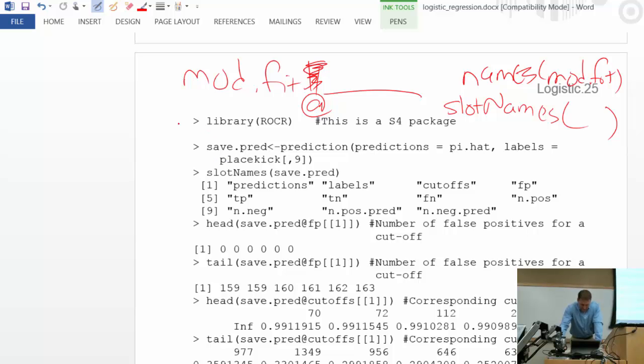Now, let's talk about these ROC curves again. To do an ROC curve, the first thing that you need to do is use a function that's in the ROCR package called prediction. And what this essentially does, it gives you your sensitivities and your 1 minus specificities for a whole bunch of different cutoff probabilities.